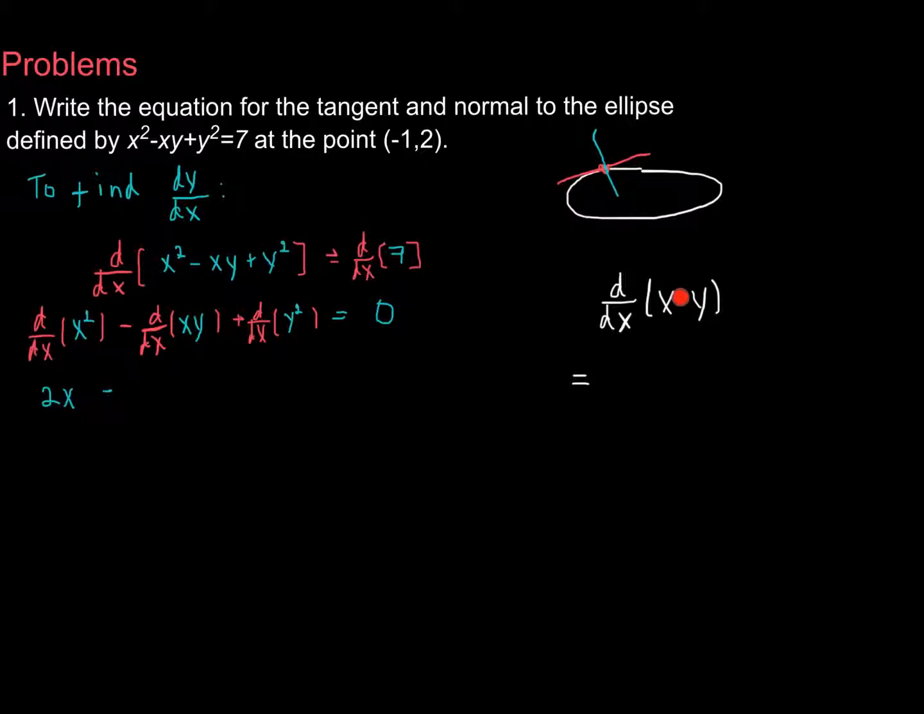So what I'm going to do is I'm going to first take the derivative of the first function times the second. So the derivative of x is 1 times y plus the first function, x, times the derivative of the second function. Well, the derivative of y is just the derivative of y with respect to x.